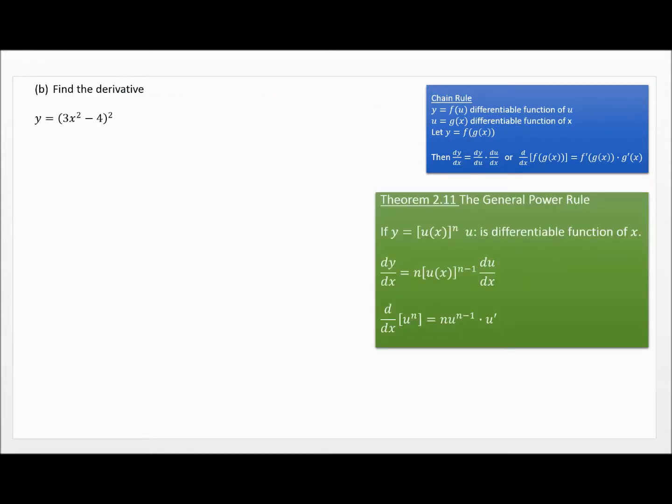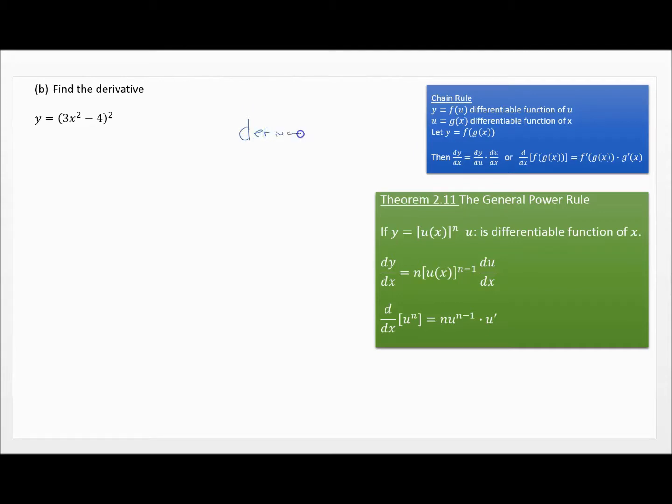All right, so we have our first problem. I've got it labeled as B, so maybe we have our second problem. Anyway, so we've got 3x squared minus 4 to the second power. So keep in mind, you got to remember what's the outside function, what's the inside function. And so the rule, remember, is you take the derivative of the outside. I'm going to write this down.